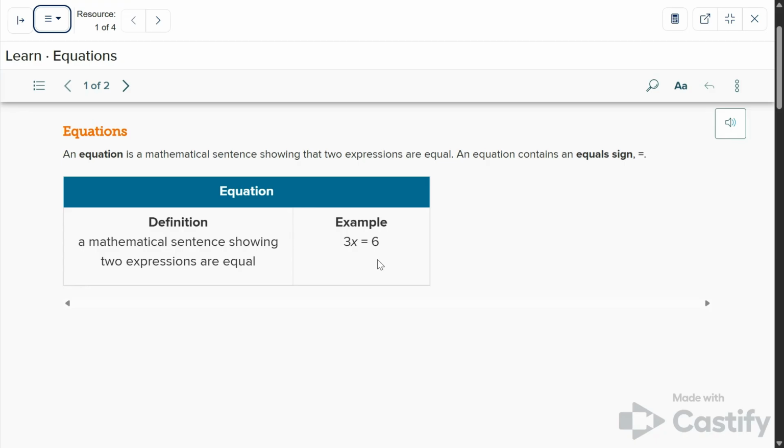And sometimes it's just an answer. Sometimes it's another thing that looks like an expression, but if there is an equal sign there, then it is considered an equation.